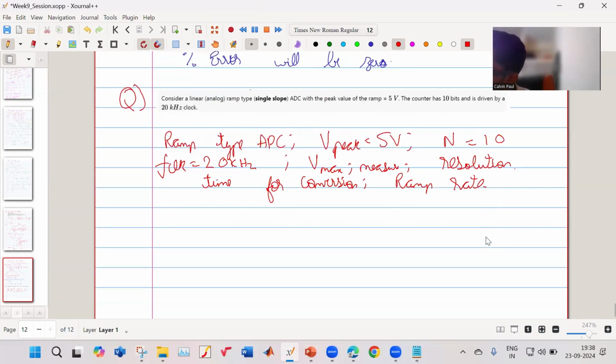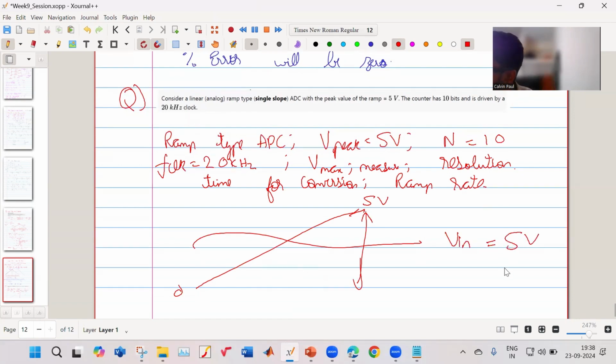This can have a peak between 0 to 5 volt, right? So it can measure any input voltage between 0 to 5 volts. The maximum it can measure, the V max, is 5 volt. The ramp is increasing from 0 to 5 volt, so any voltage in between, it can measure. That is why the maximum voltage it can measure is 5 volt. This is done.